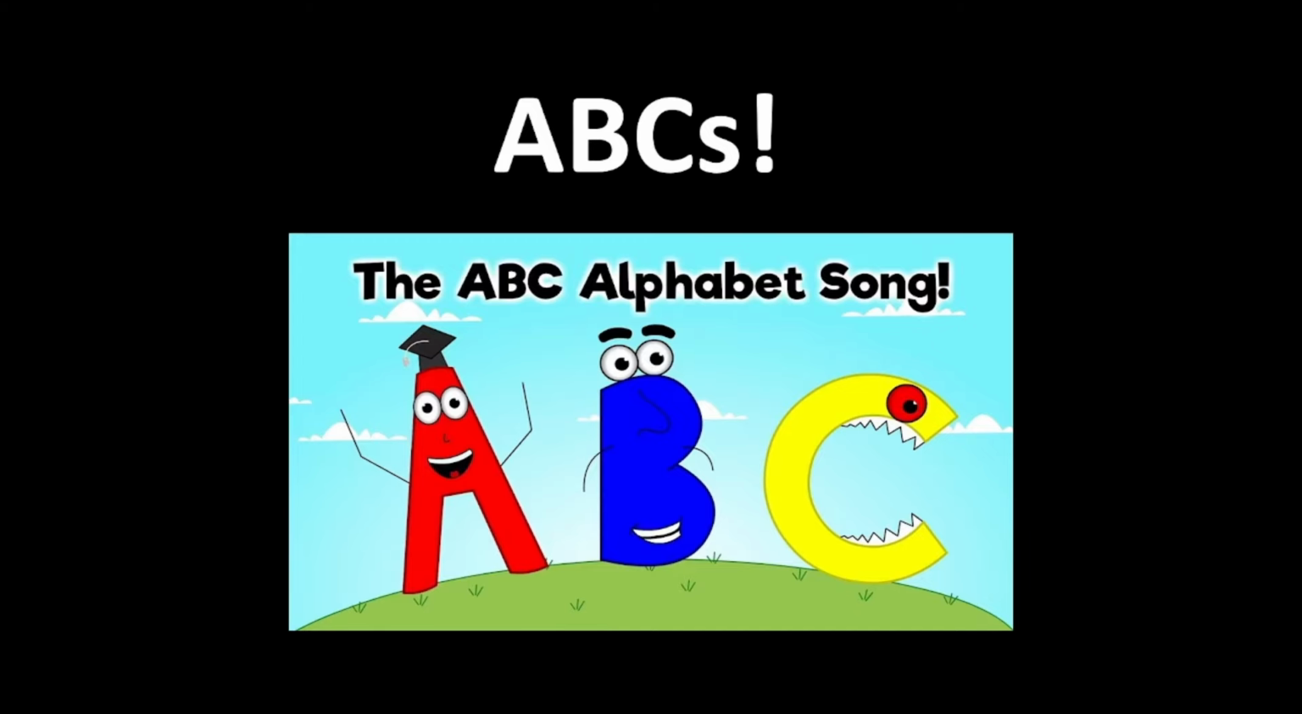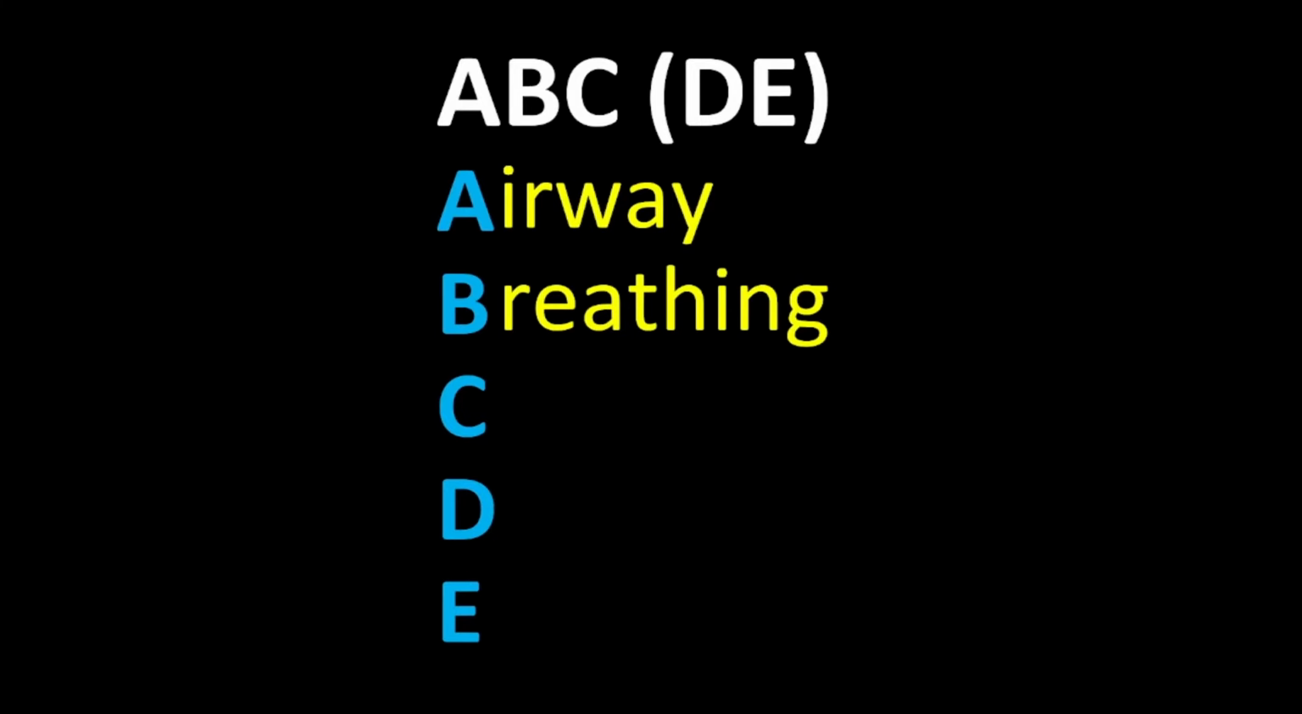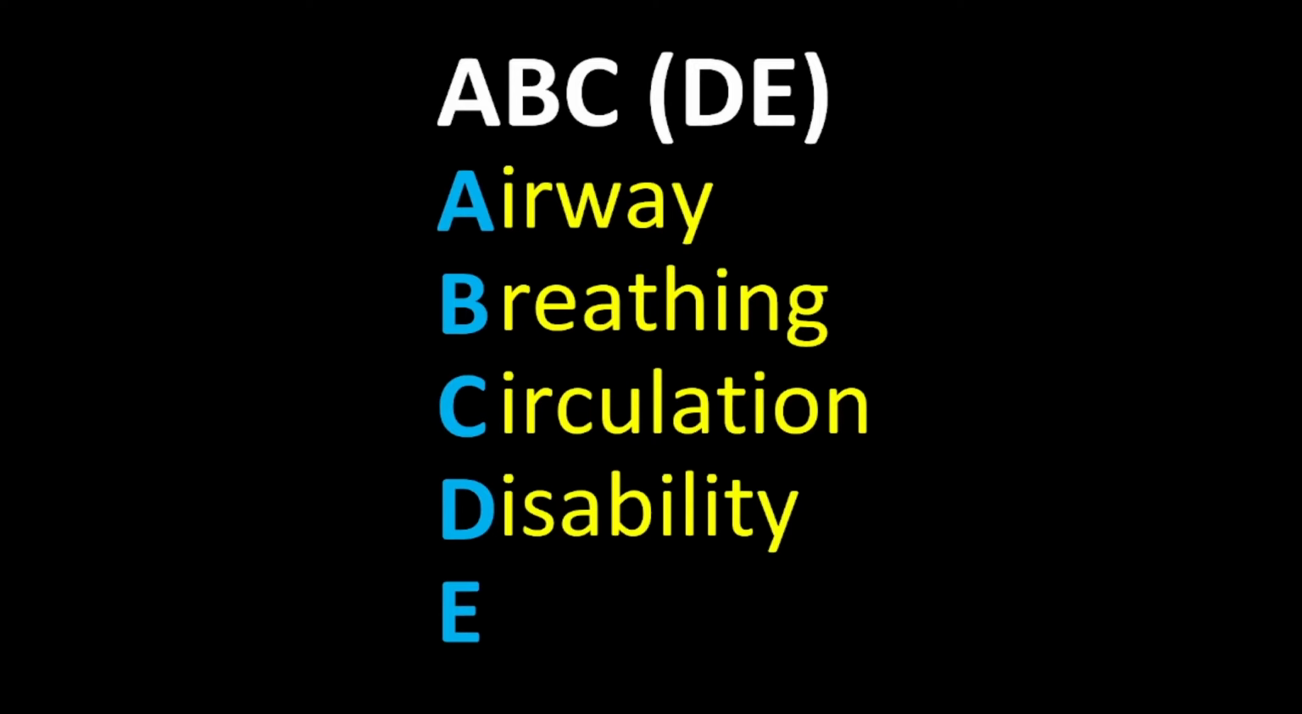So now we'll learn our ABCs of trauma. Here I've listed out A, B, C, and sometimes you'll see D and E included as well. So what do each of these mean? That's right. A is airway, B is breathing, C is circulation, D is disability, and E is exposure. This is also known as the primary survey.